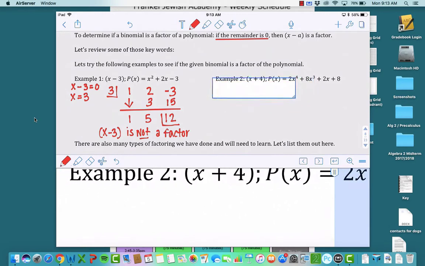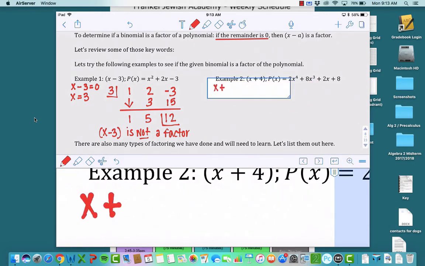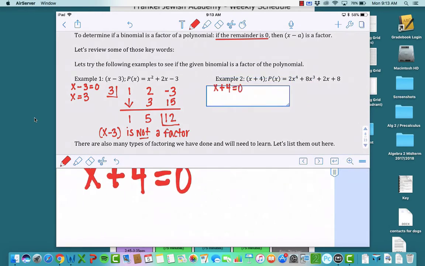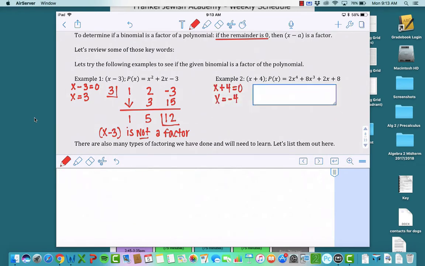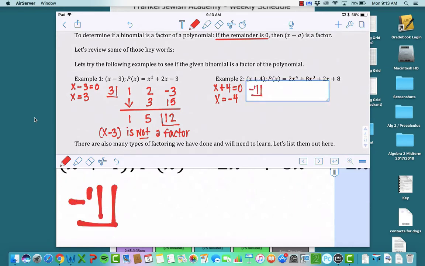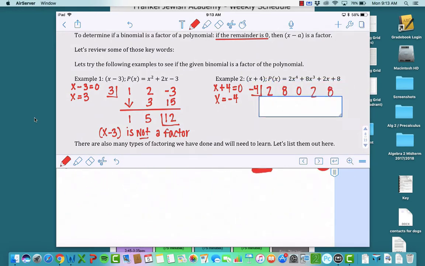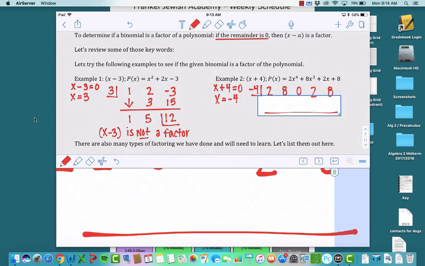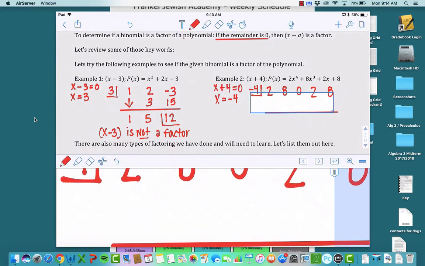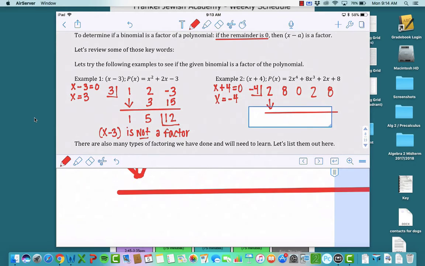Okay, well, what about over here? I get x plus 4 equals 0. So x equals negative 4. I come over here and I plug it into synthetic division, making sure I have every term represented. I have a 2x to the 4th, 8x cubed. I have no x squareds, so 0 of them. Then 2 and then 8.